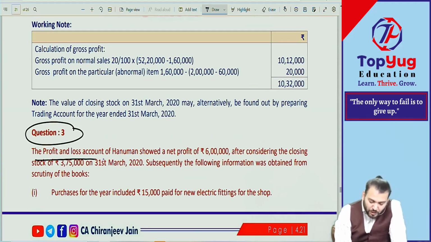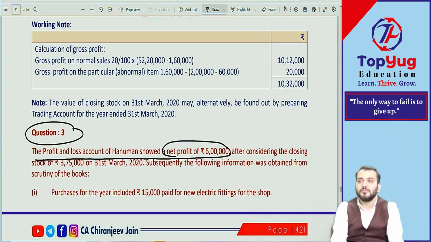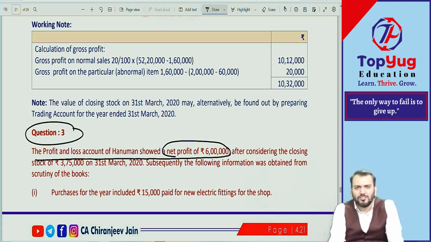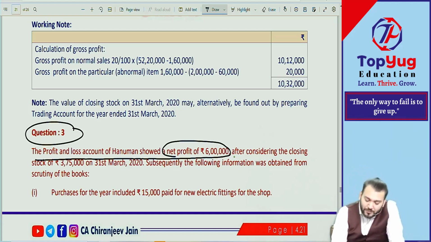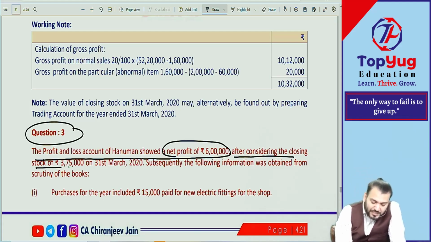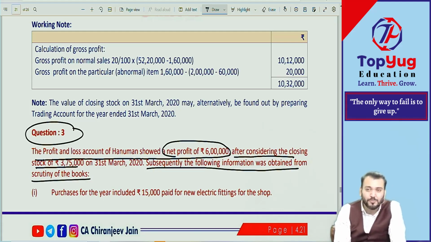The profit and loss account of Hanuman showed a net profit of 6 lakh. Now they have given net profit; the PL account is already prepared. After considering the closing stock of 3,75,000, means while calculating net profit, how much closing stock they have considered? 3,75,000. Subsequently, the following information was obtained from the scrutiny of the books. Means there is some information which is obtained, nothing but adjustment.